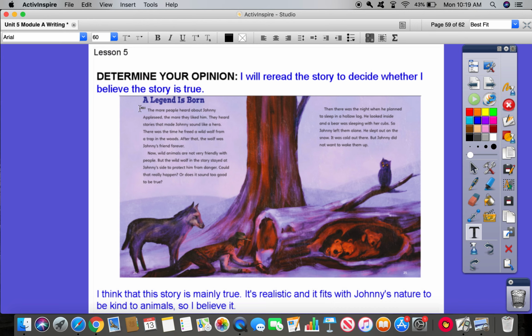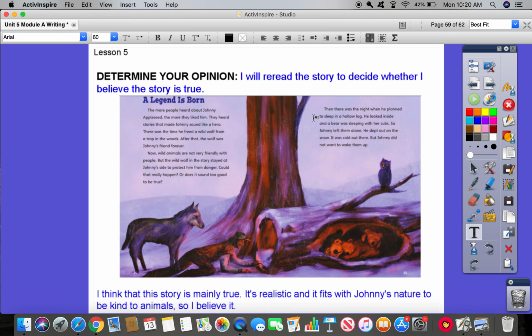So a legend is born. The more people heard about Johnny Appleseed, the more they liked him. They heard stories that made Johnny sound like a hero. There was a time he freed a wild wolf from a trap in the woods. After that, the wolf was Johnny's friend forever. Now, wild animals are not very friendly with people, but the wild wolf in the story stayed at Johnny's side to protect him from danger. Could that really happen, or does it sound too good to be true?